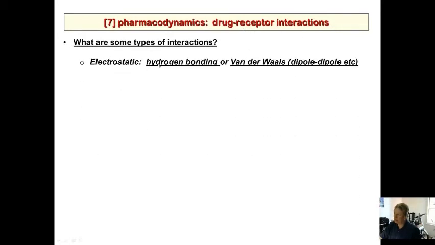Electrostatic, which is one type. That's really like hydrogen bonding and van der Waals, and various dipole type interactions. Those are a couple of the types of drug interactions. We're going to go into a little more depth in this later, but these are a couple of them.